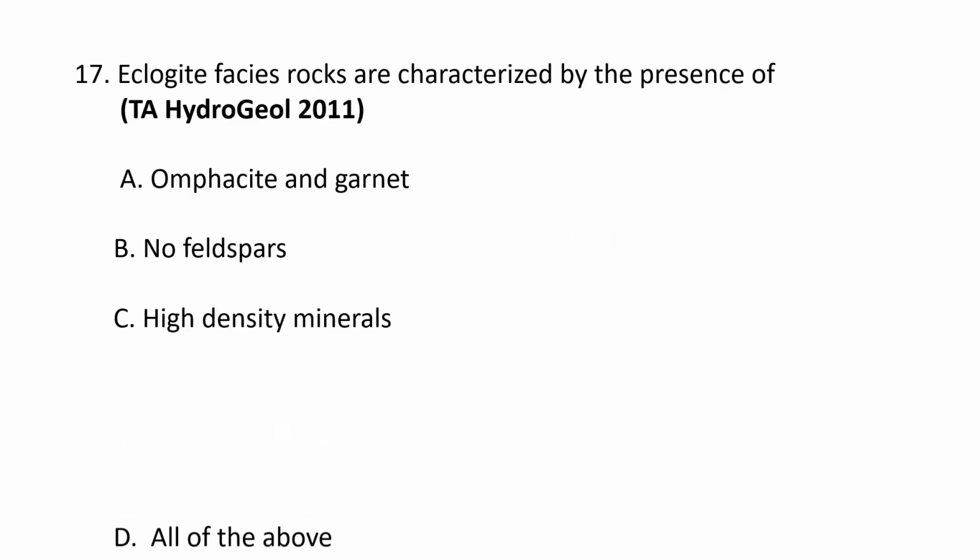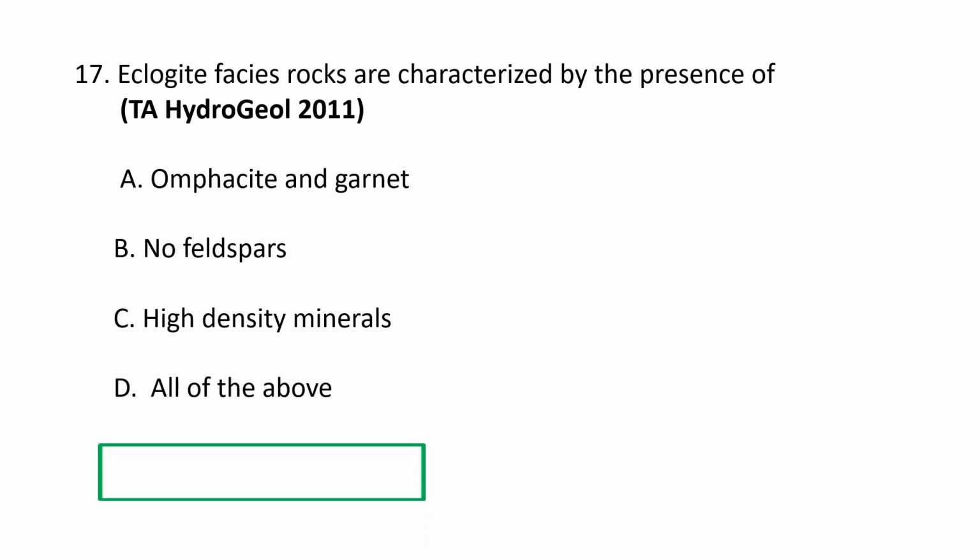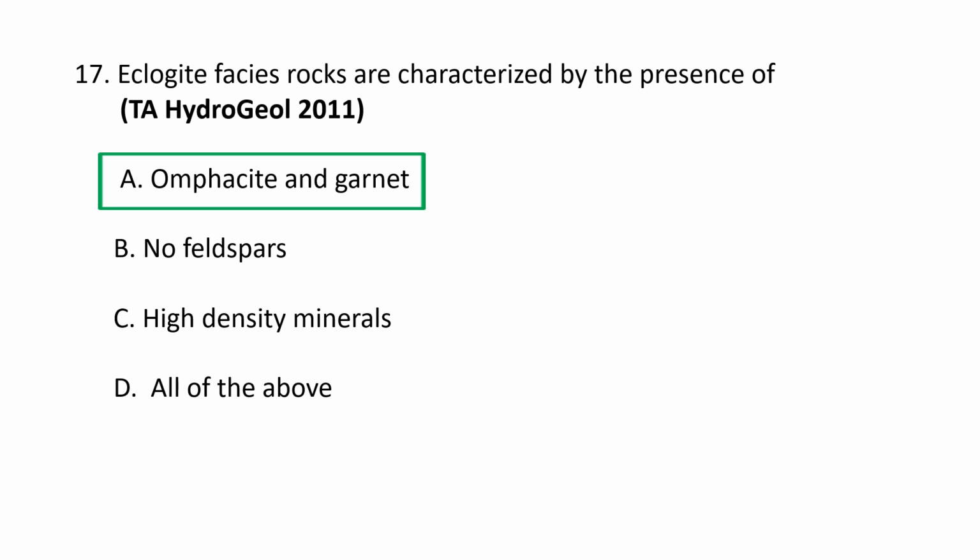Next question. Eclogite facies rocks are characterized by the presence of A. omphacite and garnet, B. no feldspars, C. high density minerals, D. all of the above. Eclogite facies rocks are characterized by the presence of omphacite and garnet. So eclogite is a high pressure temperature metamorphic rock which is composed of more than 75% volume of garnet. It also often contains pyrope or magnesium rich almandine and omphacite, which is nothing but sodium, calcium, aluminium, magnesium clinopyroxene. So eclogite facies rocks are characterized by the presence of omphacite and garnet. A is the correct option.